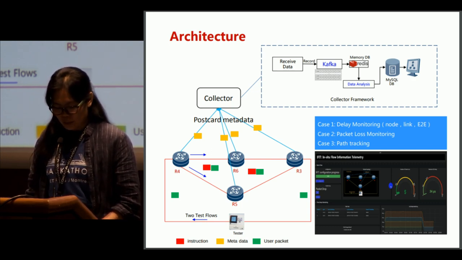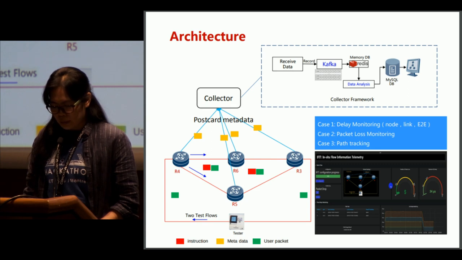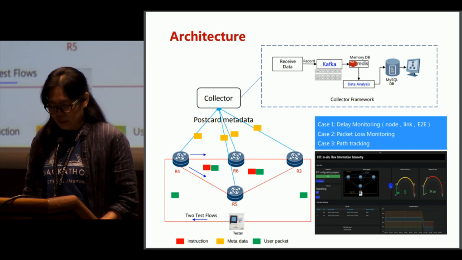This page shows this project in the hackathon. At first, there is a network domain including four routers, and a tester will send two test flows, and also receive these two test flows, with IPv6 as the transport protocol. Router 4 is the ingress node to encapsulate the IFIT header, and router 3 is the egress node to decapsulate the IFIT header, and router 6 and router 5 are the transit nodes. The yellow one is the metadata, which is collected to the collector. The collector framework is circled by the dashed line.